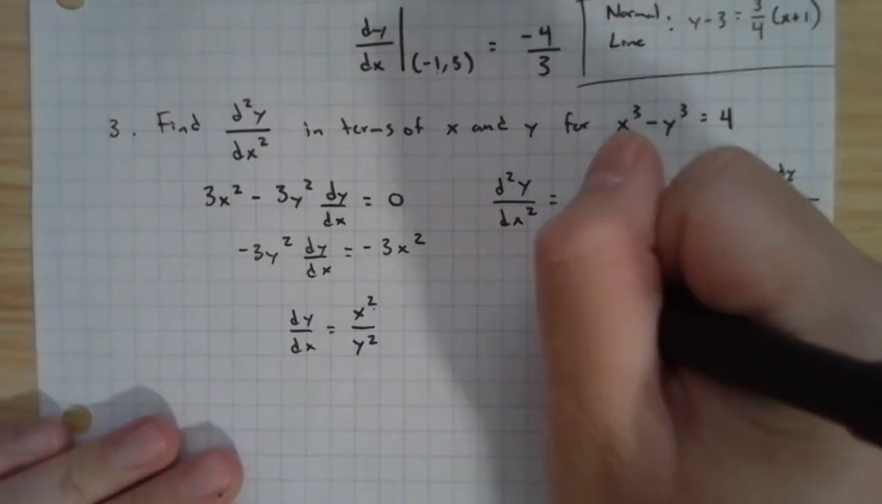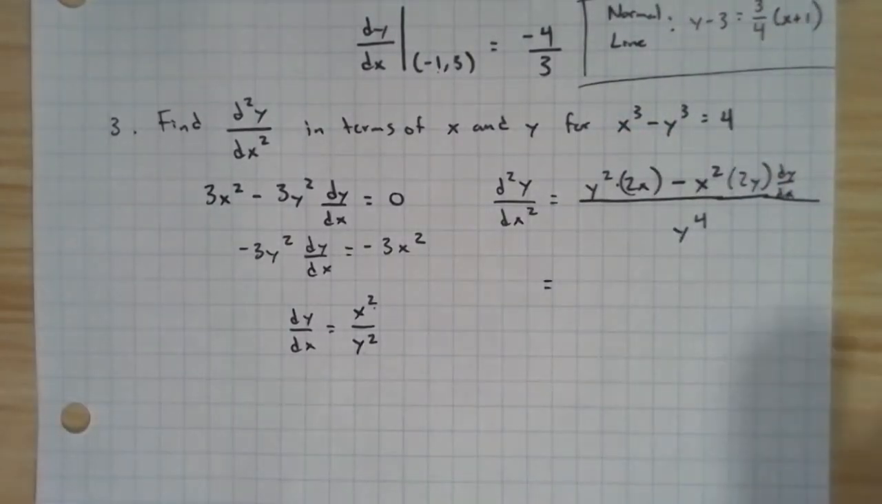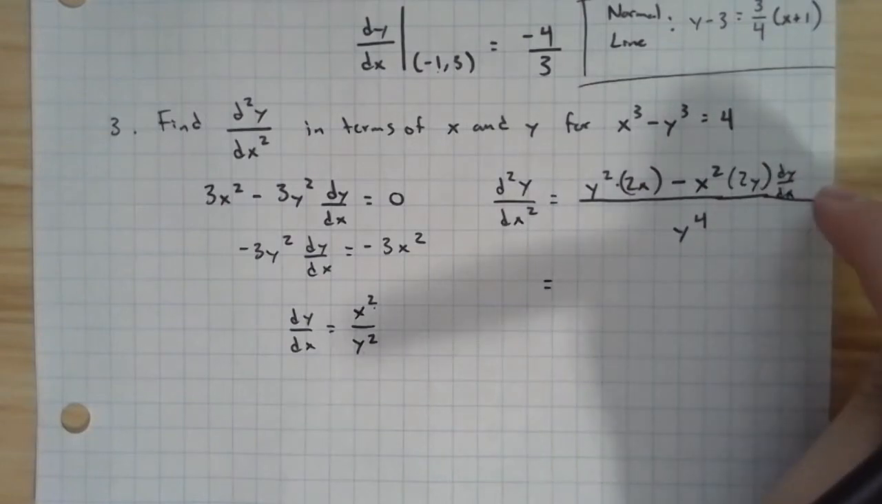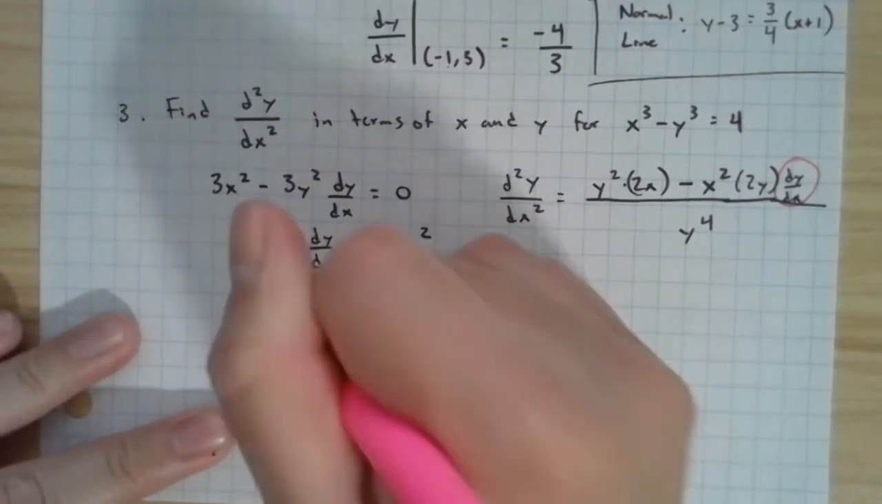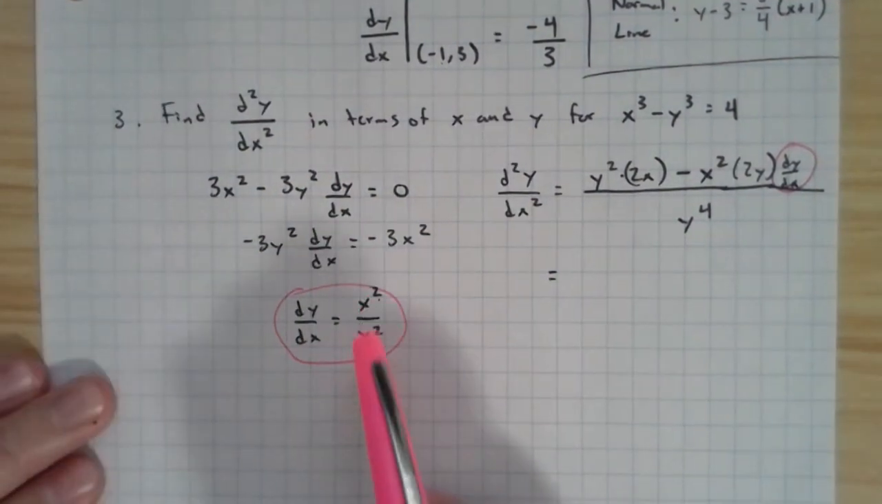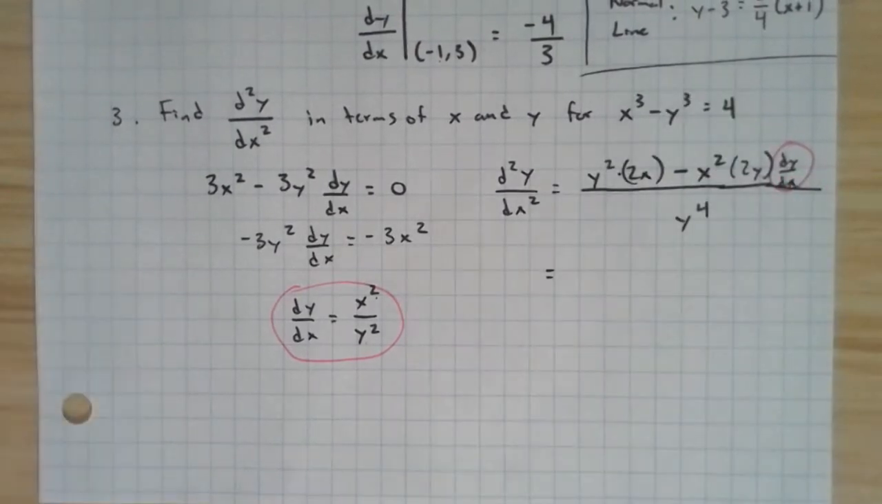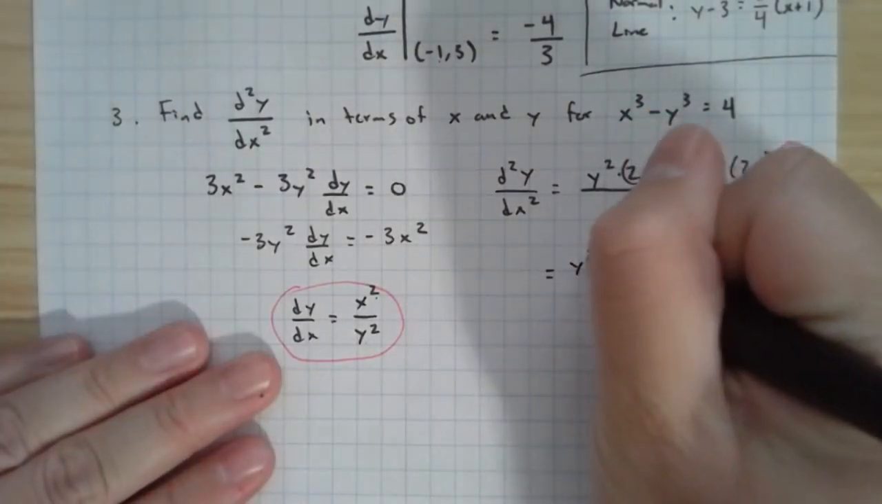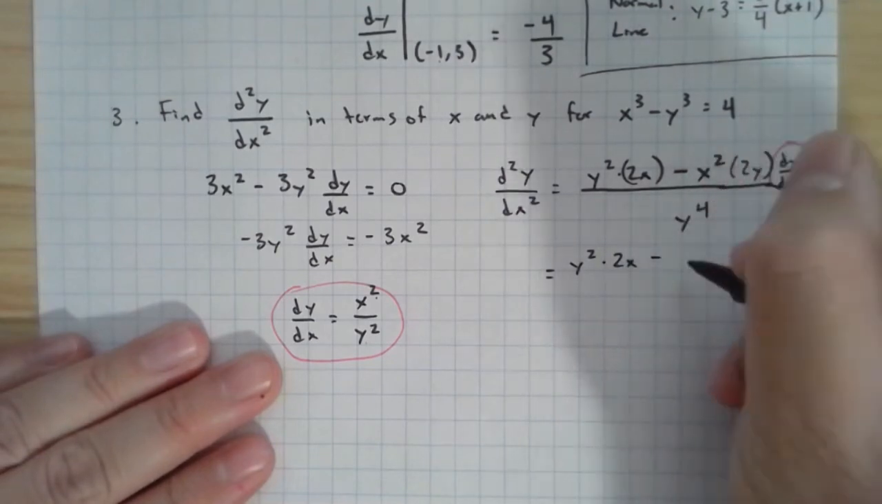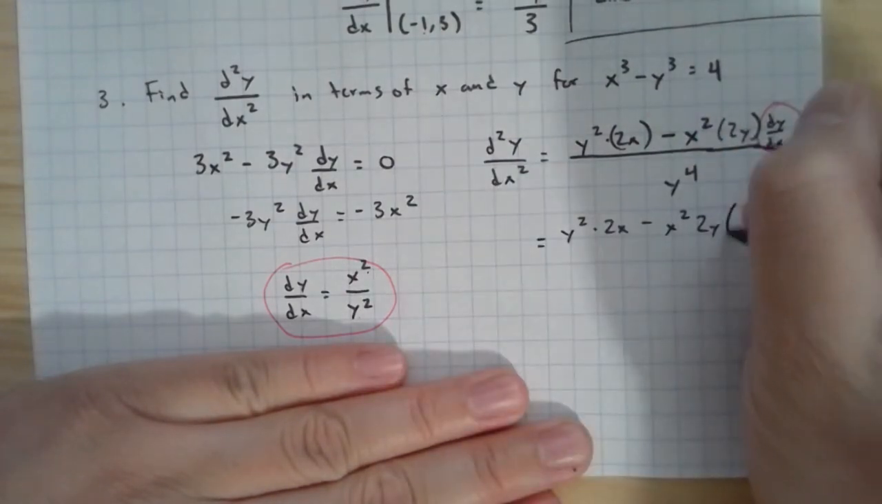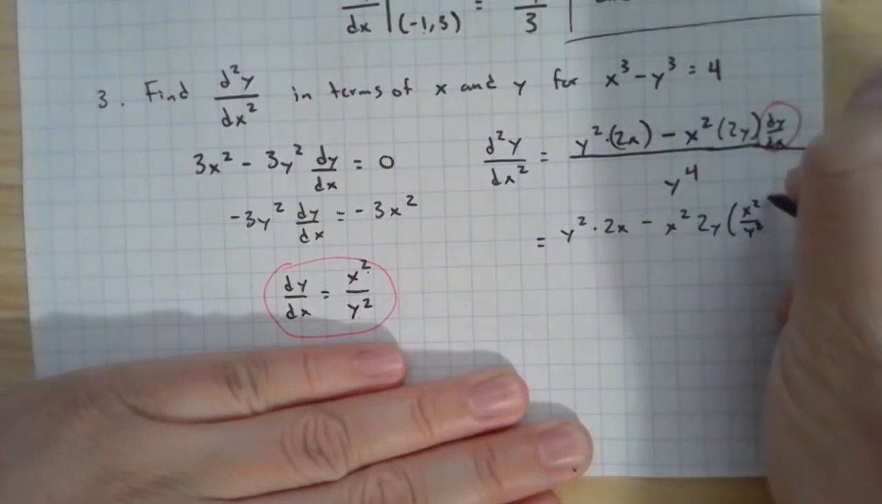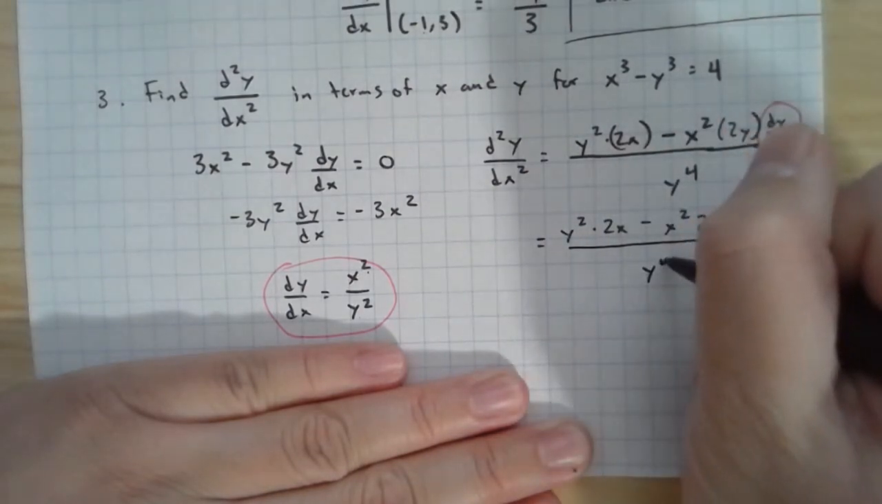Now you'll have to pay special attention here because this is where the substitution comes in. Here's what we have so far. One of these terms we already know. Which one is it? dy dx. That's right here. dy dx is equal to what? x squared over y squared. So I can just go ahead and plug it in. So it'll be y squared times 2x minus x squared times 2y, and then now I'm going to write x squared over y squared, all over y to the fourth.